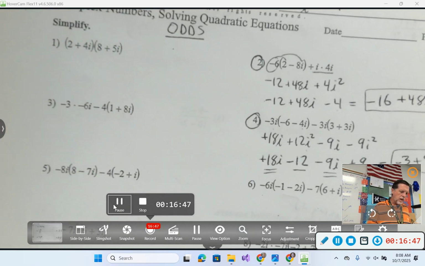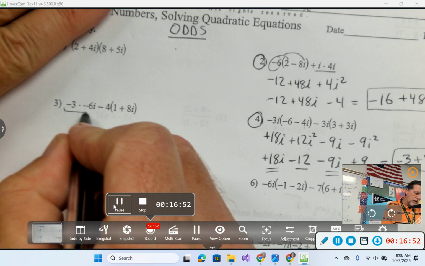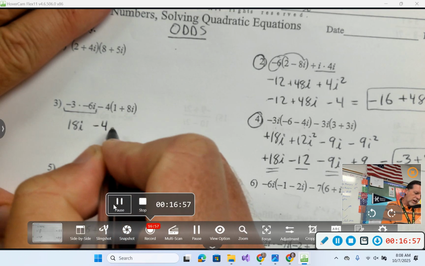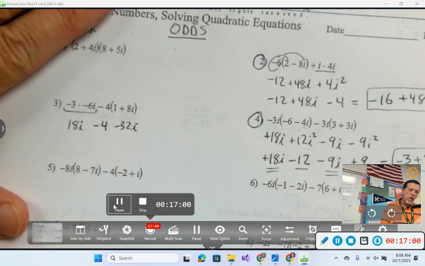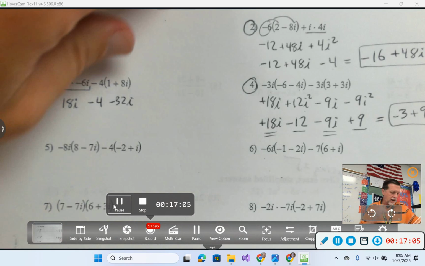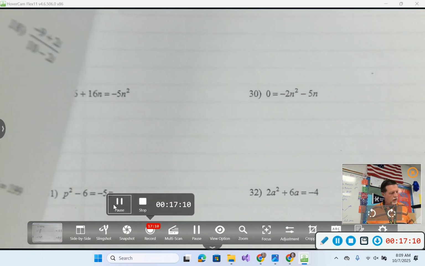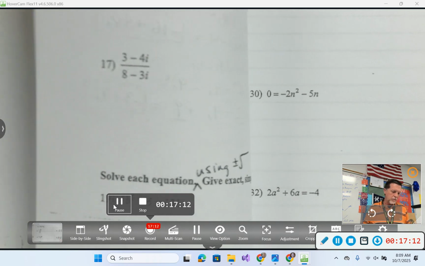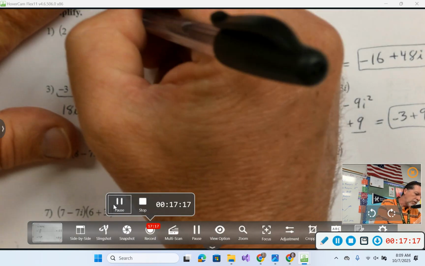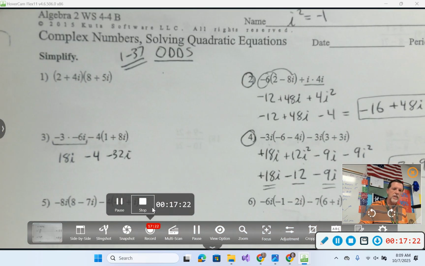Number 3, well, you could think of it either way. I would distribute the negative 4. So we're doing all the way to 37? Yep, so all the way. But it's just odds. They go quick. Some of them go really quick. I guess if you know how to factor, they go quick. The square root problem, there's only 4 of those. Those go pretty quick. So yes, 1 through 37 odd is the assignment.